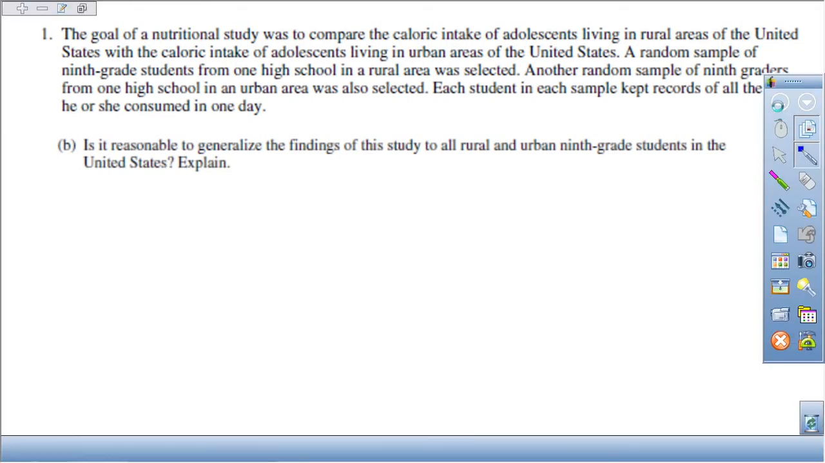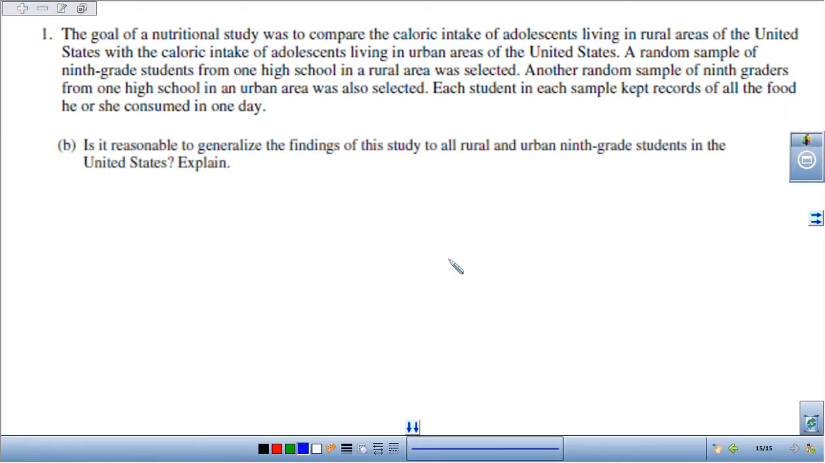So the goal of this study was to compare the caloric intake. Is it reasonable to generalize the findings of the study to all rural and urban 9th grade students in the United States? Explain. Well, the question now is, was our sample from all students in the United States? No, our sample was from students in one high school in a rural area and another sample from one high school in an urban area. So is it reasonable? No, it is not reasonable.